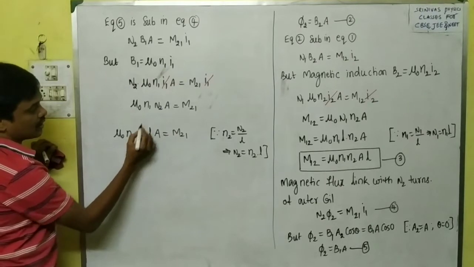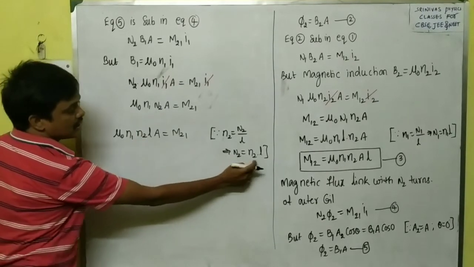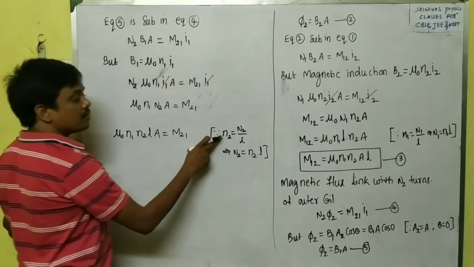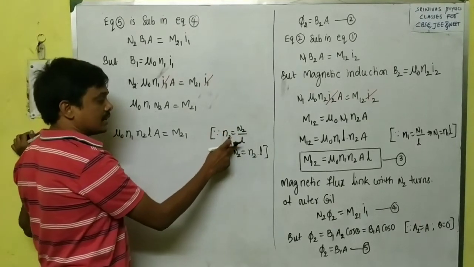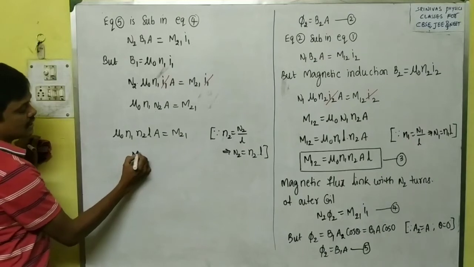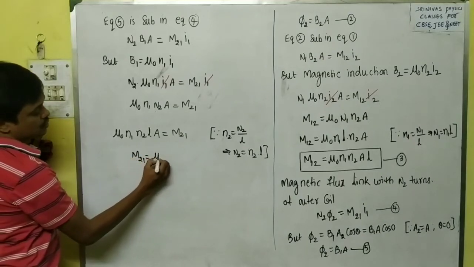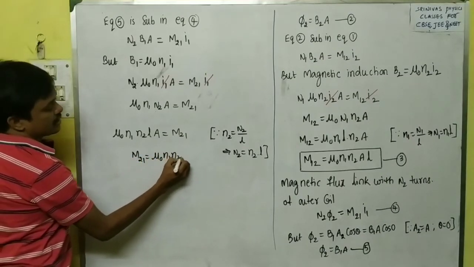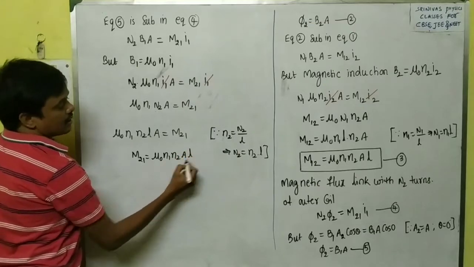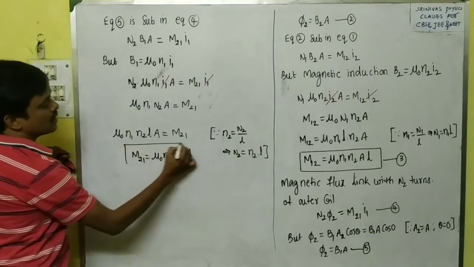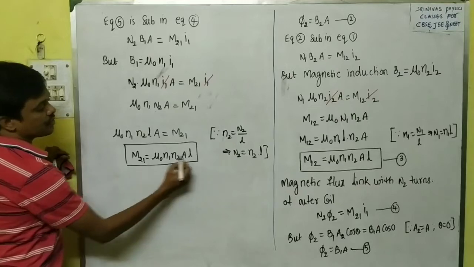This we can change. What I did here is N2 is replaced with small n2 into L. Small n means number of turns, total number of turns by length. Then finally we will get the M21 formula as mu naught N1 N2 AL. This is the mutual inductance in the second coil due to first coil.